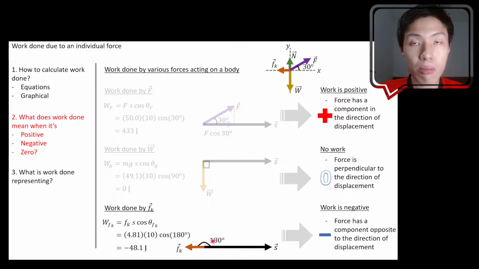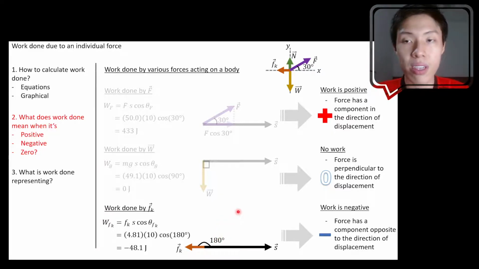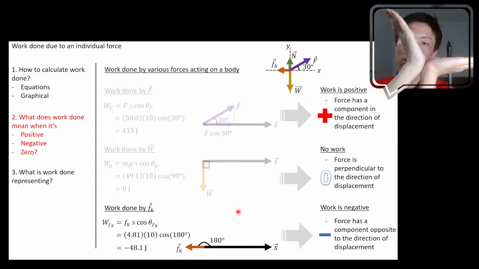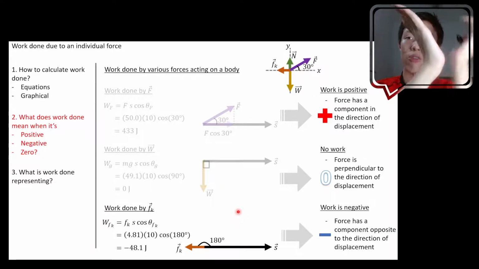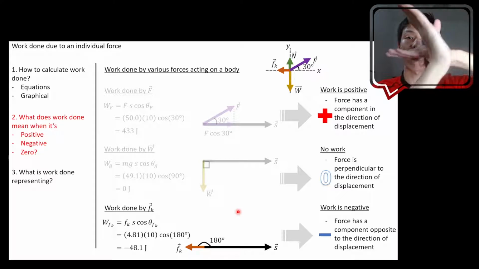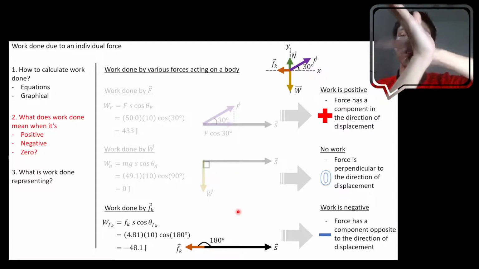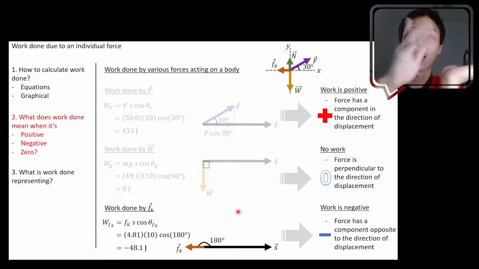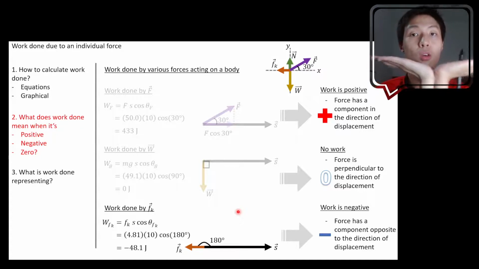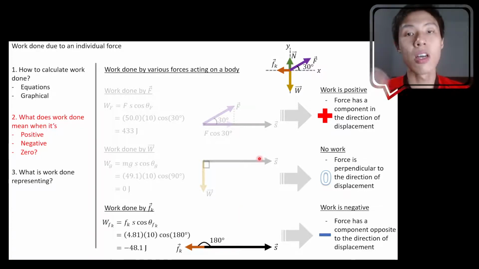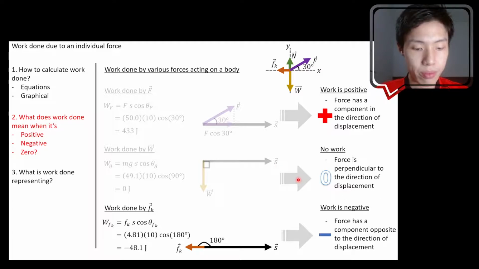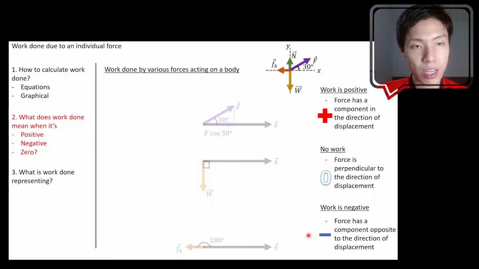Okay, so this also applies for angles like 135 degrees, 150 degrees, 175 degrees. At those angles, even though you are not directly opposite, if you resolve the force, it will have a component which is opposite the direction of displacement. As long as your force has a component which is opposite the direction of displacement, your work done will be negative. So we have summarized things over here.